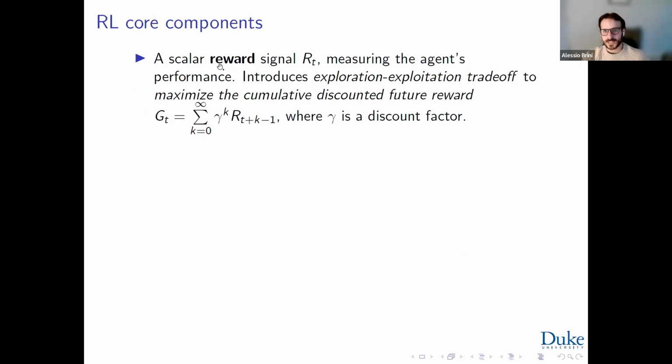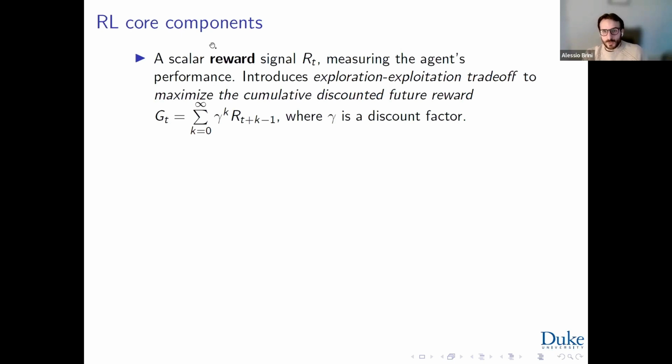But let me talk a little bit more in detail about the components that I mentioned. As I said, the most important element in a reinforcement learning algorithm is probably the reward, because the reward gives a measure of the agent's performance. The agent takes an action, and based on that reward can evaluate how good that action was.